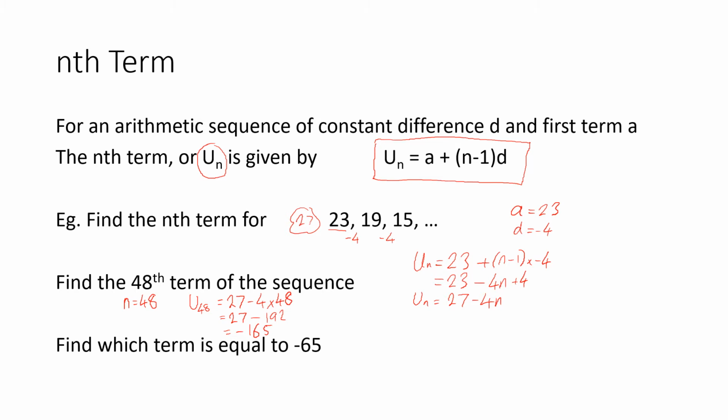Okay, excellent. Lastly, find which term is equal to minus 65. So we're not finding the 65th term or anything. We're saying here that the nth term is equal to minus 65. So putting that together, we'd say 27 minus 4n, because that's our nth term, equals minus 65. And then we'd swap over the 4n to this side. We'd swap over the 65 to the other. So we get that 4n is equal to 92. And then we can divide that down by 4 and get that n is equal to 23. So it's the 23rd term, which is equal to minus 65.